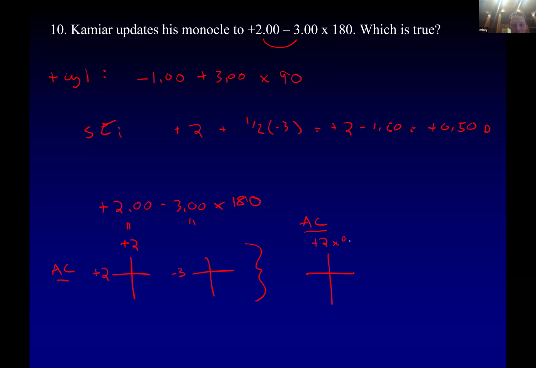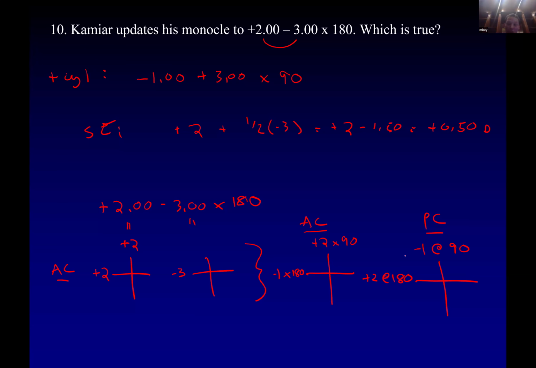+2 axis 90, -1 axis 180. Now, tricky, I didn't ask you about the axis cross, I asked you about the power cross. And so the power cross is just you flip the axis exactly 90 degrees. So for the axis cross, it's -1 at 90, +2 at 180. And so that's the way that you break down a spherocylindrical form into two cylinders.